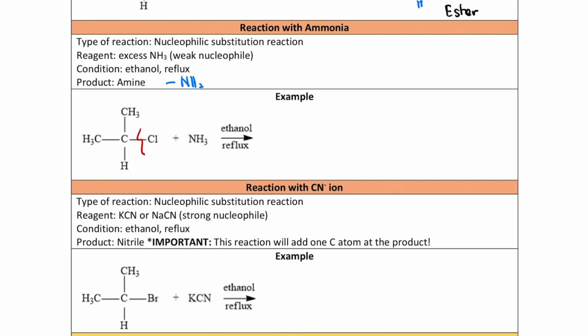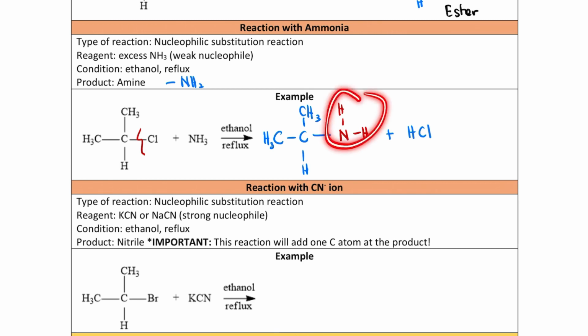Okay, so kita salin balik our starting material. CH3, C, CH3, H. And then bonded with nitrogen yang ada 2 H. So side product kita adalah HCl. So this NH2 come from ammonia. Sebenarnya sini ada lone pair ni. Memang sini pun sebenarnya ada lone pair, tapi dia tak tunjuk lah.